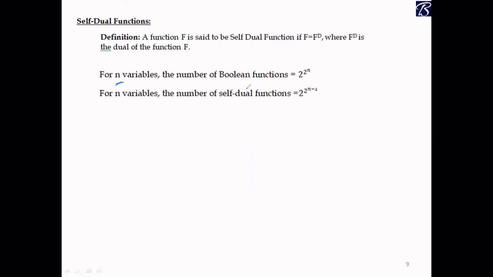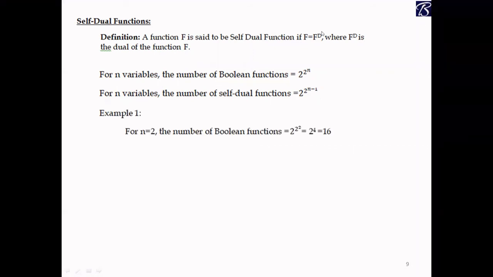For n variables, the number of Boolean functions is 2 power 2 power n. But the number of self-dual functions is 2 power 2 power n minus 1. This formula we need to remember. For example, let us take n equal to 2.